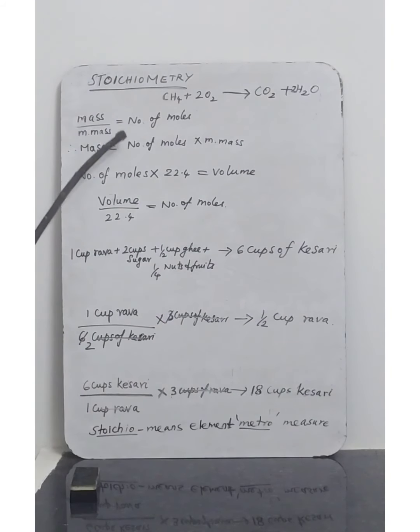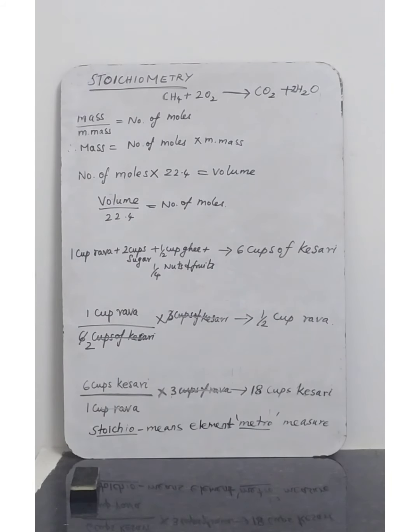Suppose they have given the number of moles and they are asking to calculate mass. Mass is equal to number of moles into molecular mass. Molecular mass is nothing but the mass of that molecule. How we have to calculate that, you already know, we discussed in the last class. Molecular mass is nothing but the sum of atomic masses of all the atoms present in the molecule. Understood?